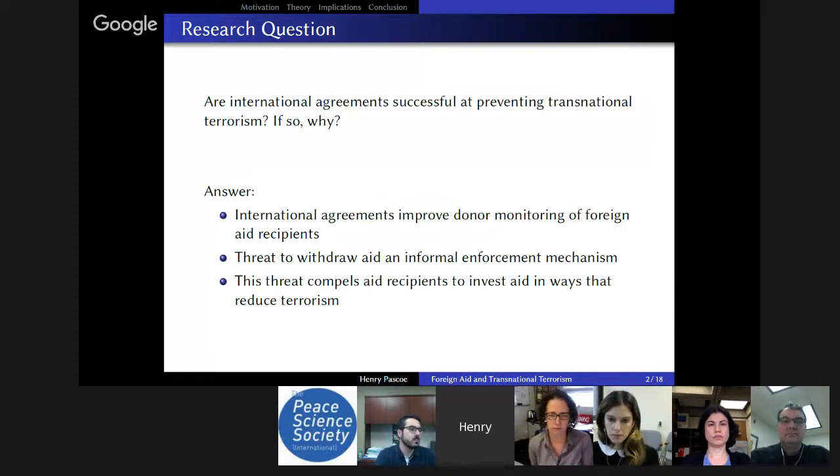So today, I'll talk briefly about how the literature has thought about the problem of transnational terrorism, talk then some about how donors use foreign aid to address this problem and why it sometimes fails at that goal, and then I'll present the logic of the argument for my model in the paper about how agreements help mitigate these problems. And I'll conclude with quantitative tests of implications of the argument for patterns of transnational terrorism and foreign aid.